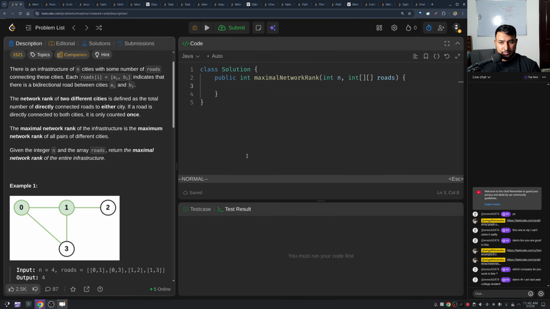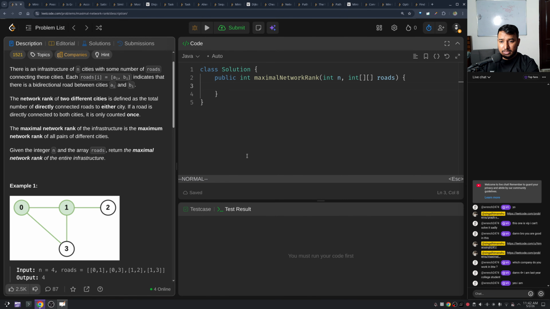Hmm. Yeah. So let's look at the problem. The network rank of two different cities is defined as the total number of directly connected roads to either city. If a road is directly connected to both cities, it is only counted once. The maximal network rank of the infrastructure is the maximum network rank of all pairs of different cities. Given the integer n and the array roads, return the maximal network rank of the entire infrastructure.